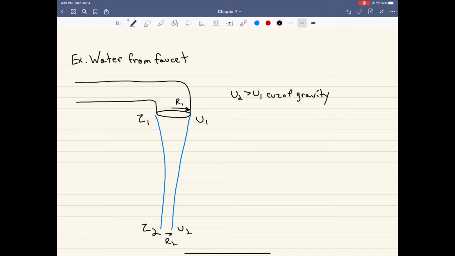All right? And to quantitatively figure out that relationship, we're going to apply the mechanical energy balance so that we can get a description of the radius of the stream as a function of the distance away from the faucet tap. And so what we're going to do is find the radius of the stream at some arbitrary point Z2 in terms of other variables.